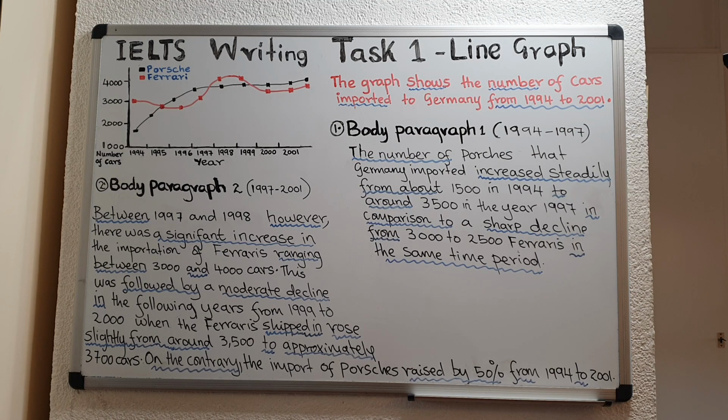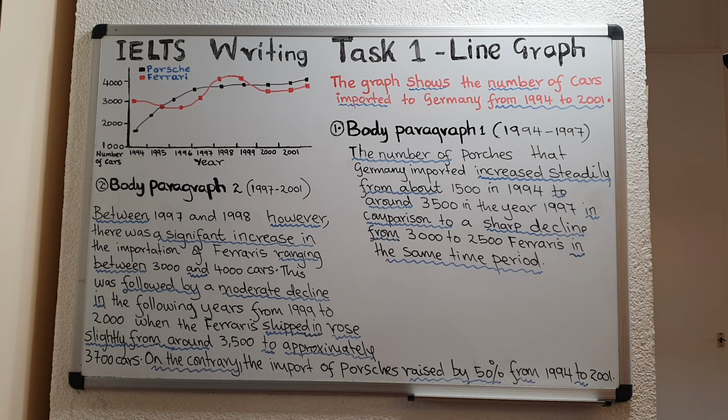Either way, just remember the rule. Before you write your body paragraphs, divide your information into two categories and then use one category to write one body paragraph and use the next information in the next category to write body paragraph 2. Now, let us look at our body paragraph 1 based on the years 1994 to 1995.